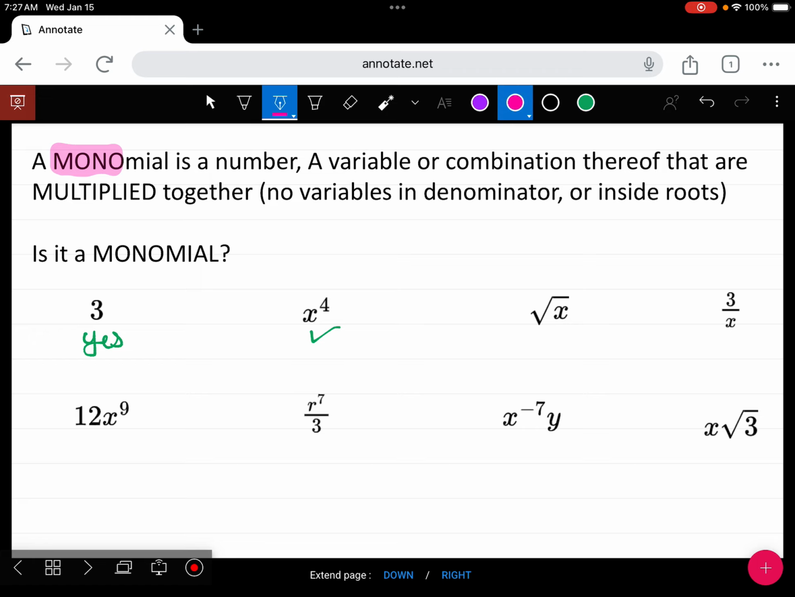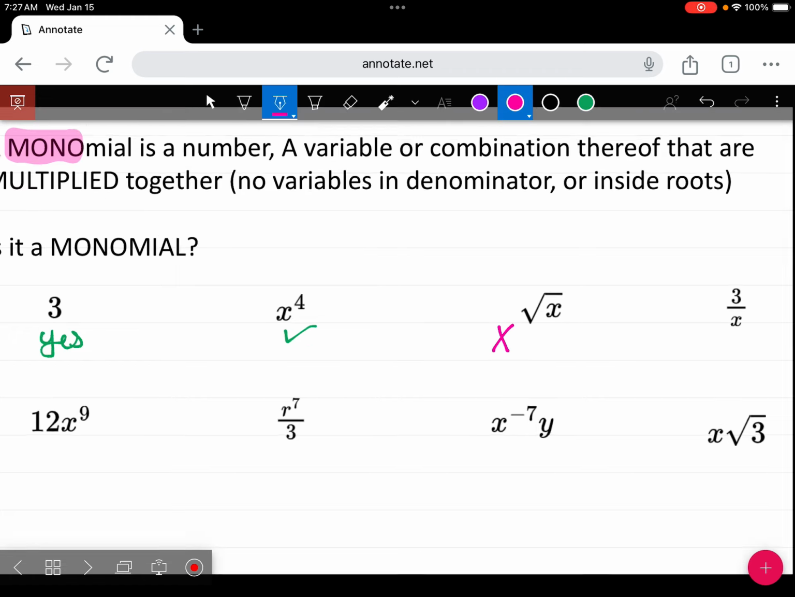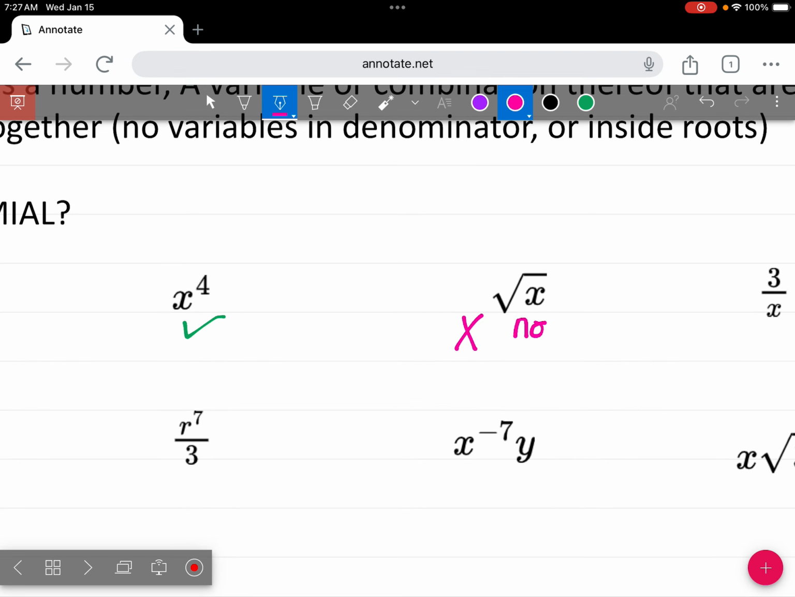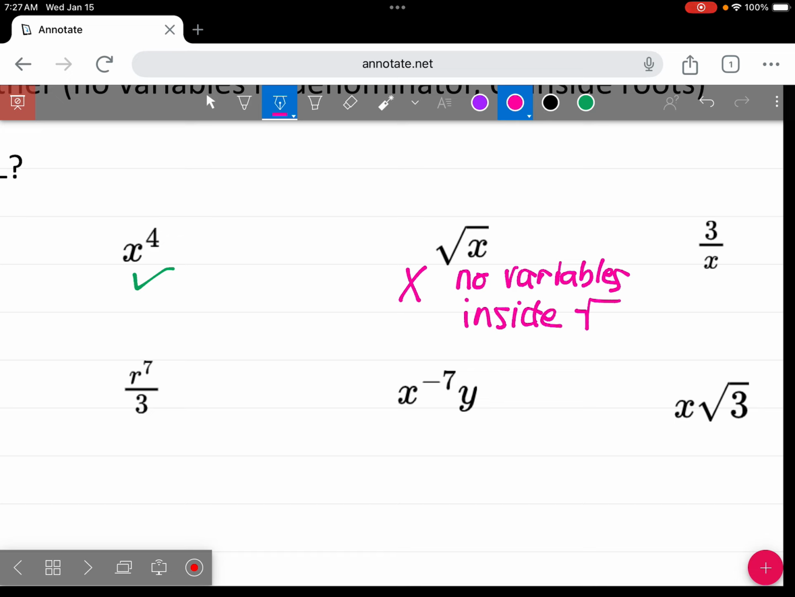What about square root of x? No variables inside radicals. The reason for that is because if we think back to when we were looking at square roots and we would have like square root of -4 and we'd get i, that's not a part of polynomials at all. So we cannot do square roots of letters. Square roots of numbers are fine. It just gives us super icky, gross decimally numbers. But square roots of letters, that's when we wind up with i's. So no variables inside square roots. So that one does not work.